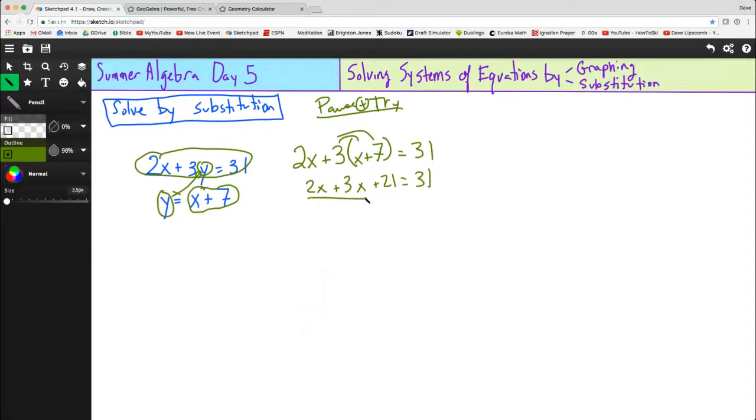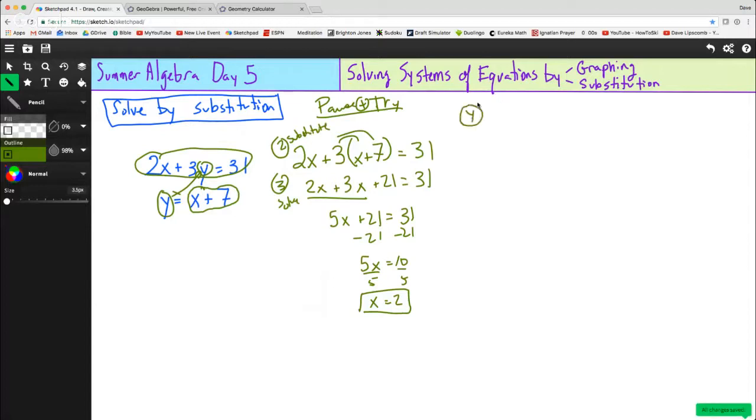Okay, now we're going to combine like terms. And all we're doing is stuff that we did back on day 1 now. So let's subtract our 21. We get 5x equals 10, or x equals 2. So now that's done with step 3. This was step 2 to substitute. Step 3 was to solve. Now step 4 is to solve for the other variable.